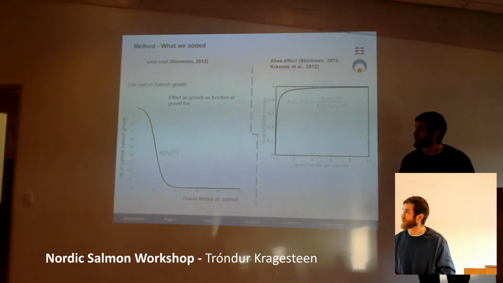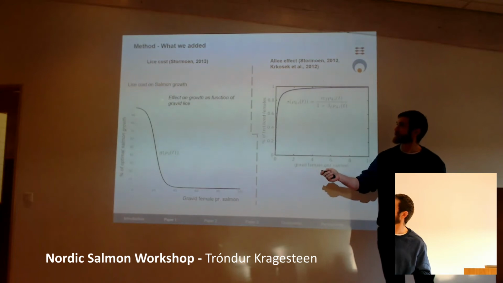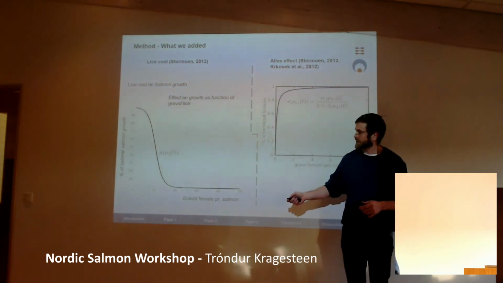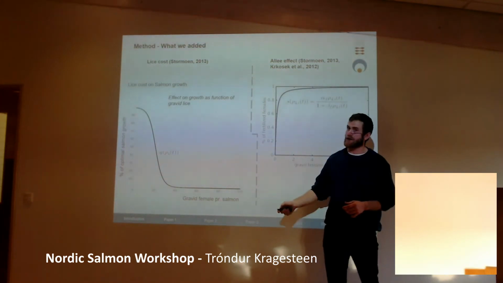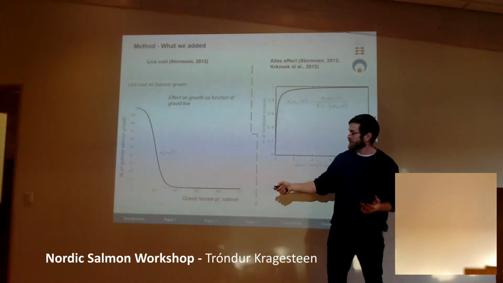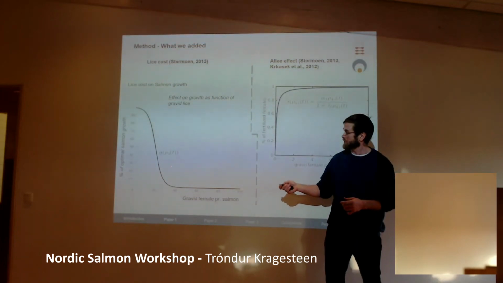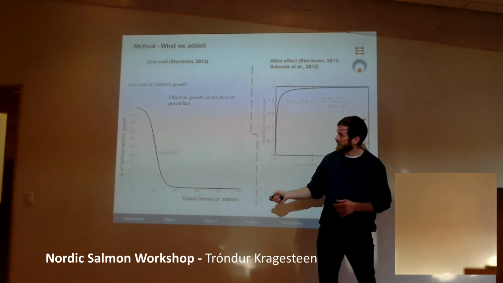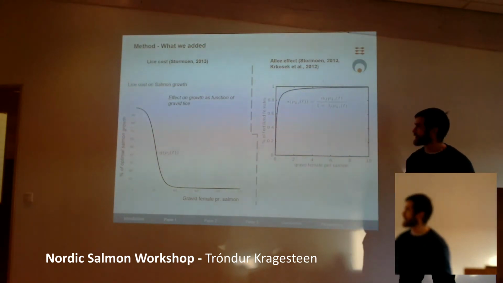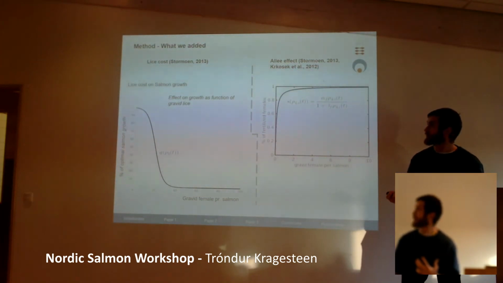In this work, we also added 2 additional parameters. One was the cost of lice on salmon growth. So we said in the model that, okay, if there are very low or 0 lice, salmon grow at 100% capacity. But as you get more and more lice, the salmon will grow slower. So here they don't grow at all, at 40 gravid lice per salmon, which is a lot, but not unrealistically high. So there is a cost of having lice in our model.